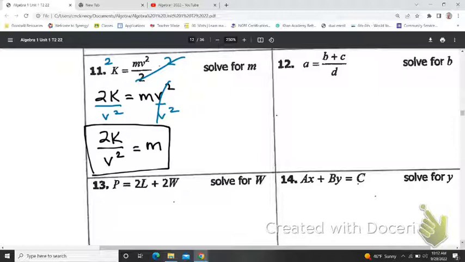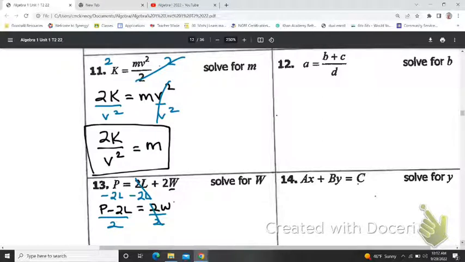And in number 13, we are solving for W. We could also have been asked to solve for L. The process would be very similar. So if I'm solving for W, I want to get rid of these L's. I need to get the L out of there. So I'm going to subtract 2L on both sides. That makes that go away. Now I have P subtract 2L is equal to 2W. Divide both sides by 2.